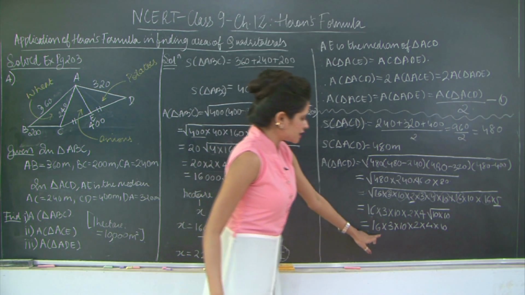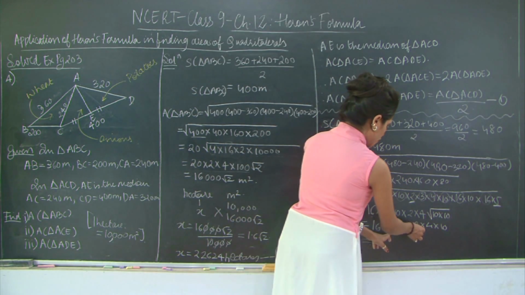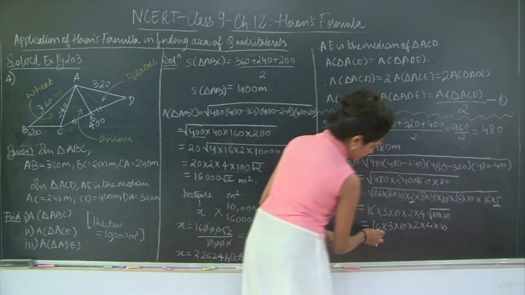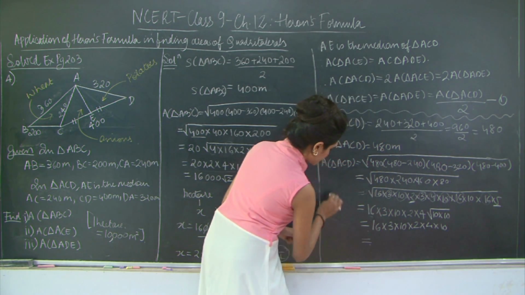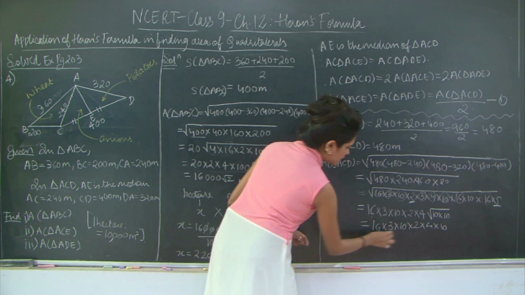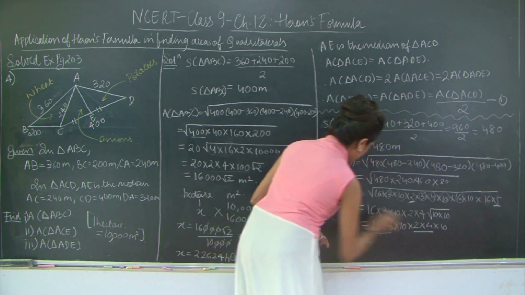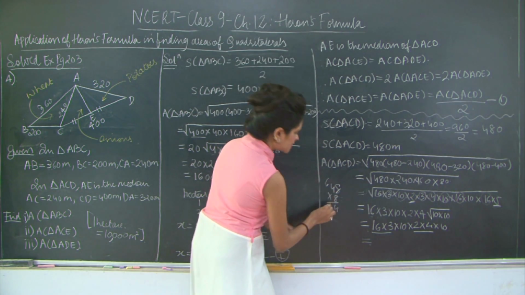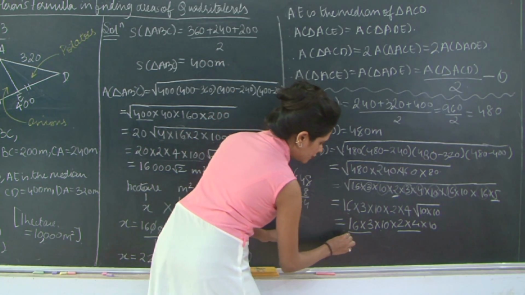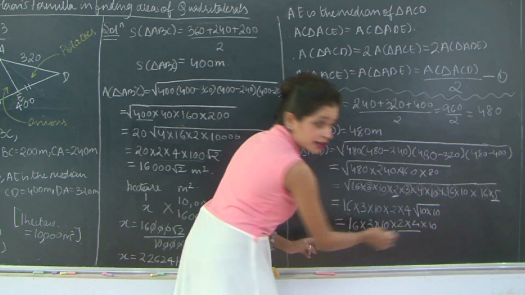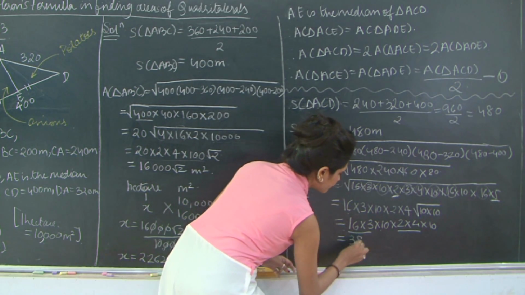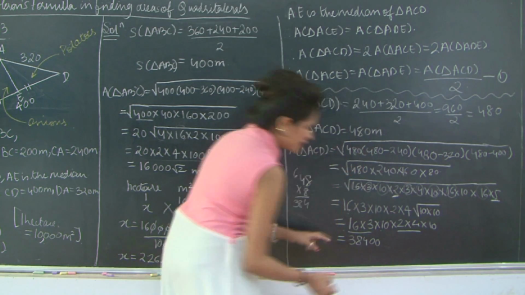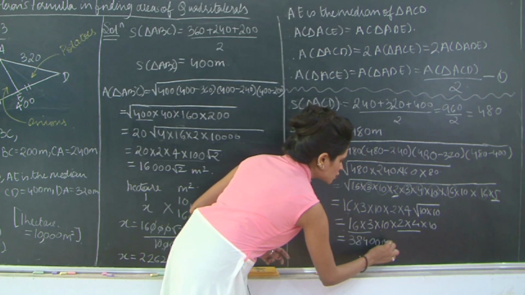product. So 16 3s are 48 and 2 4s are 8. So 8 8s are 64, 8 4s are 32, 32 plus 6 is 38. So this is 384, 16 into 3 is 48 and 2 into 4 is 8 gives us 384, and I have 10 into 10 which is 100. So 384 into 100 would give me 38,400 meter square.